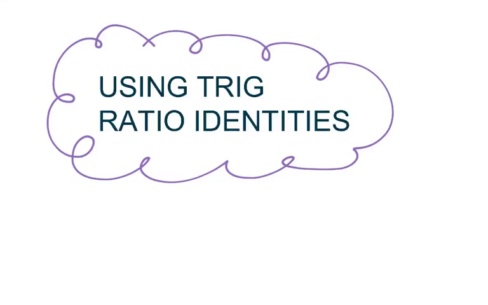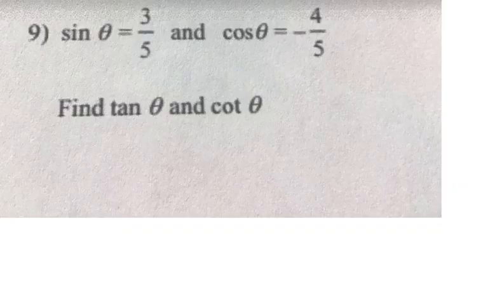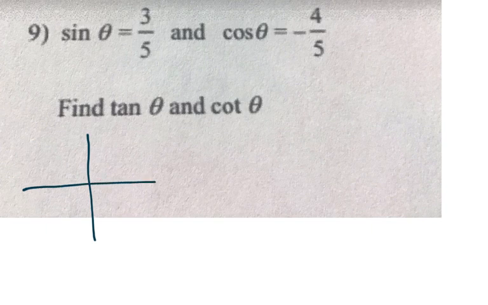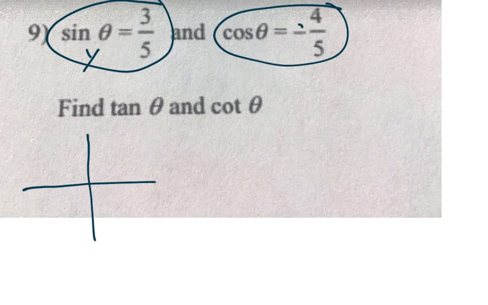Okay guys, so this time we're going to be using trig ratio identities. First of all, let's look at this problem 9 here, and let's approach it the way I initially taught you. If we were to draw a quick sketch of our coordinate system, we know that sine, that's our y coordinate, is positive. Our cosine, they're telling us, is negative. This is our x coordinate. Where is x negative but sine positive? Right over here in quadrant number 2, good old Q2.